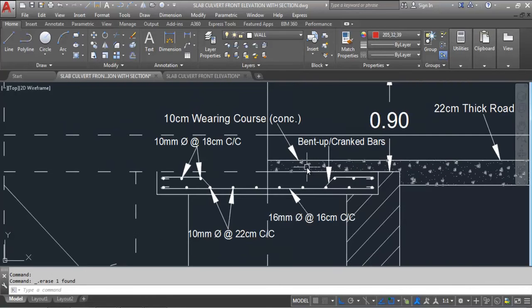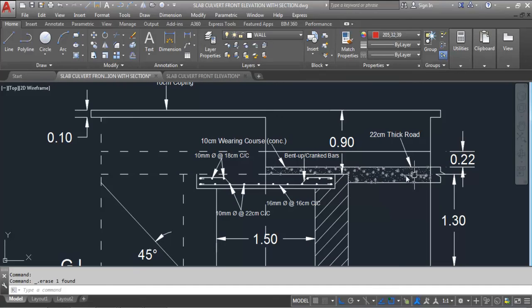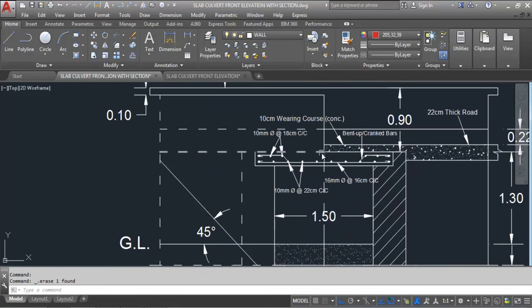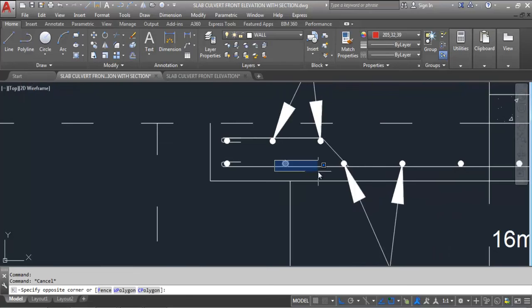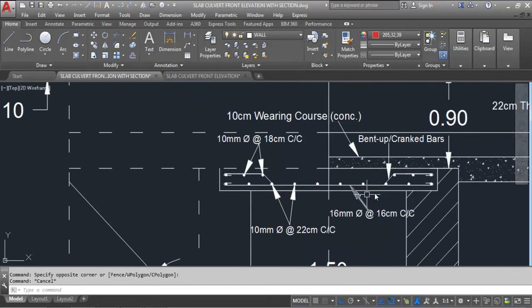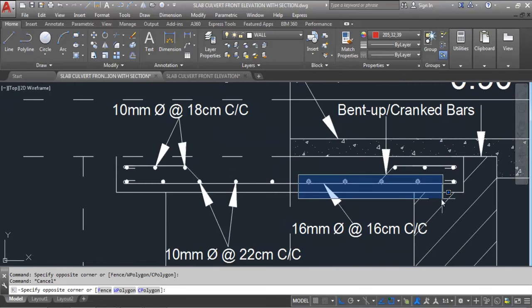This is a 10 cm wearing course and a 22 centimeter thick slab. So this is the roof slab. Now I'll make you understand this. This is our main bar, and all these bars are distribution bars. These are distribution bars, and this is the main bar.